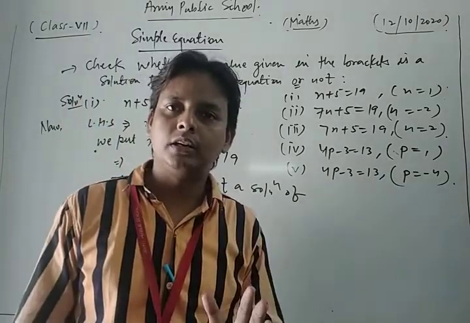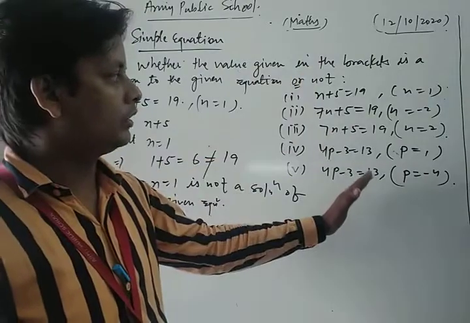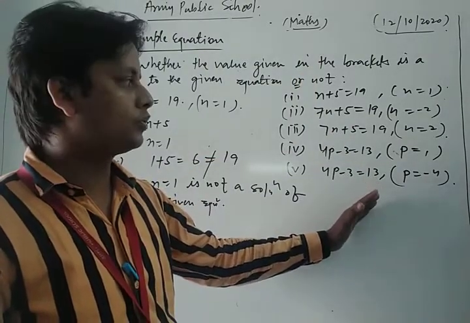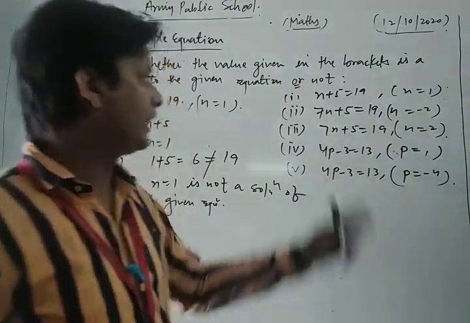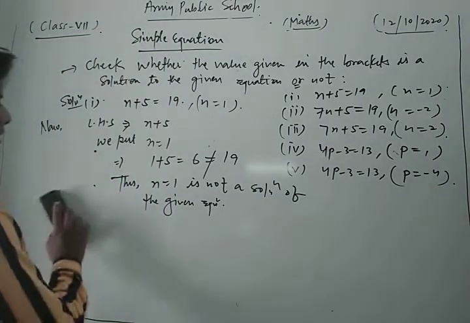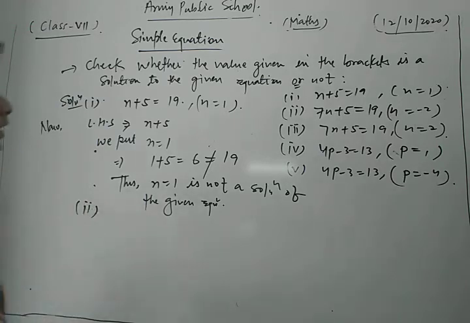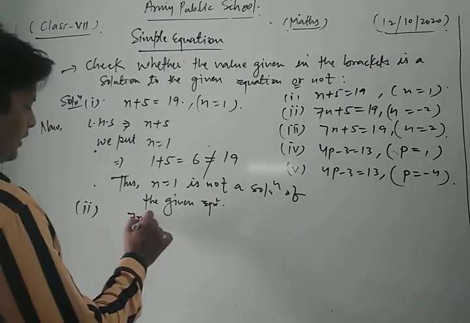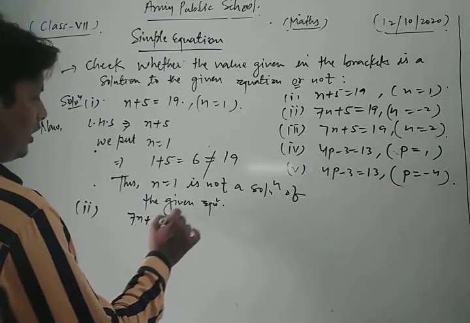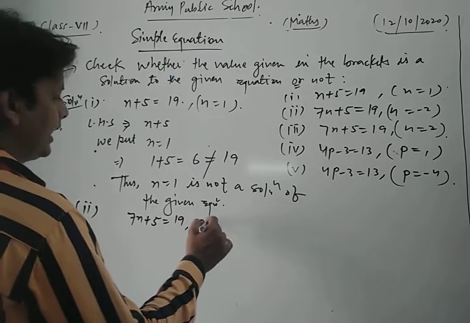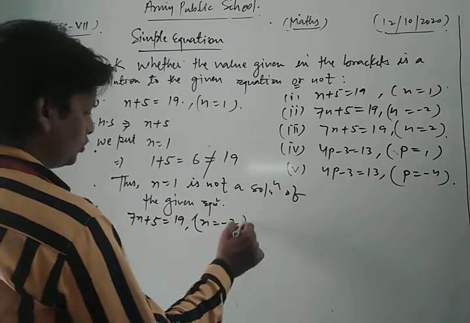Dear students, similarly we can solve all parts of this question in the same way. Now we take and solve the second part of this question, which is given as 7n + 5 = 19, where n = -2.